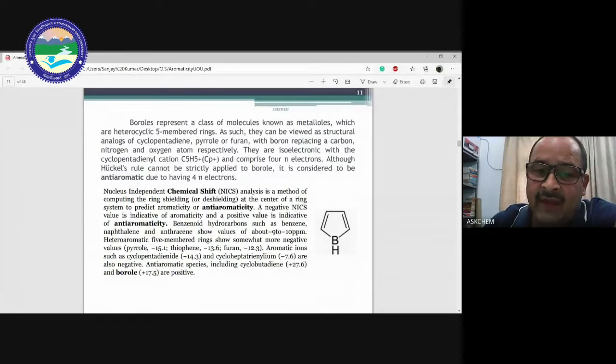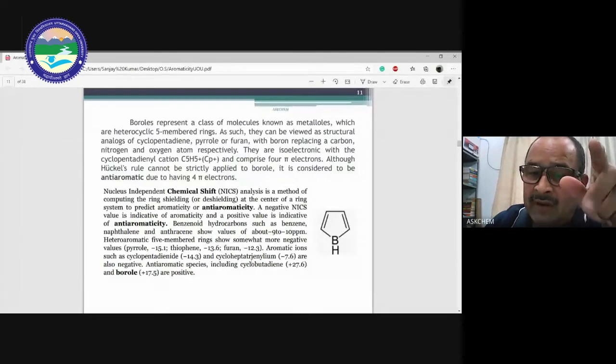Now the negative NICS value is indicative of aromaticity. Mind, it is postulated that a negative NICS value indicates aromaticity and a positive value is indicative of anti-aromaticity. Benzenoid hydrocarbons such as benzene, naphthalene, anthracene show values of about -9 to -10 ppm. And heteroaromatic five-membered rings show somewhat more negative values, that is pyrrole -15.1 on the delta scale, thiophene -13.6 and furan -12.3. And the aromatic ions such as cyclopentadienide, where it has 4n plus 2, that is 6 pi electrons, -14.3, and the cycloheptatrienyl cation, that is the tropylium cation, -7.6, are also negative. These all are negative, and so they are aromatic.